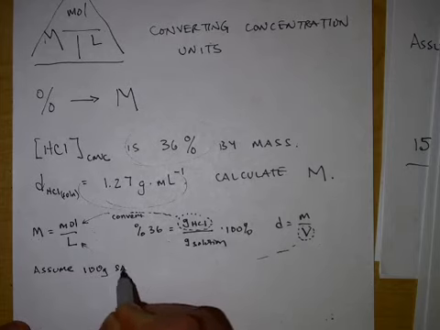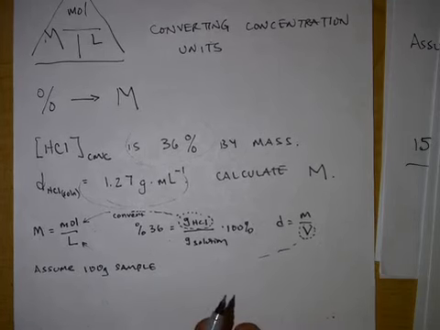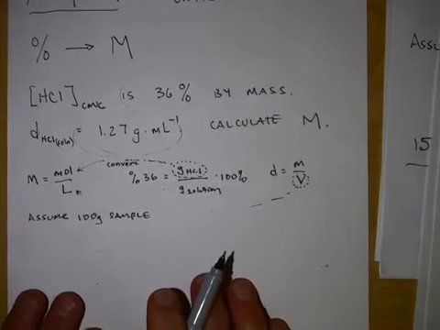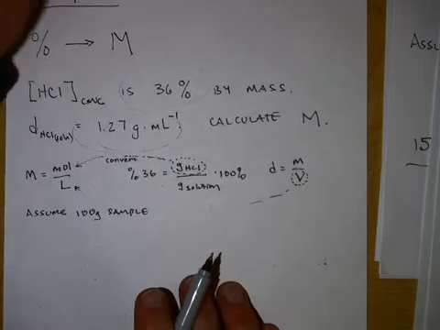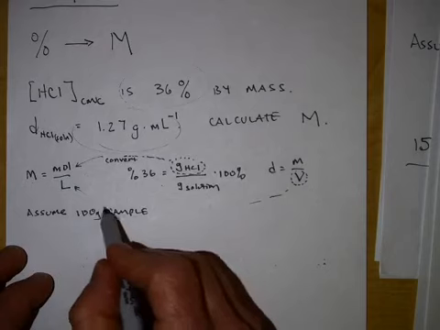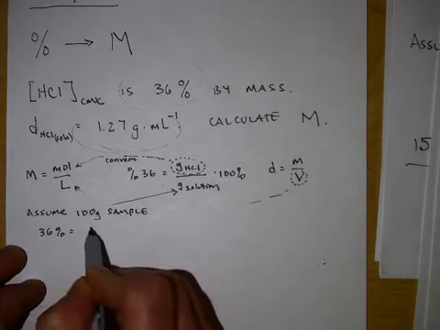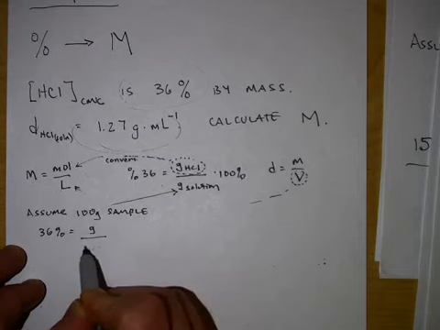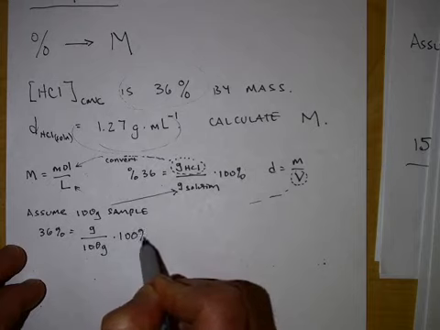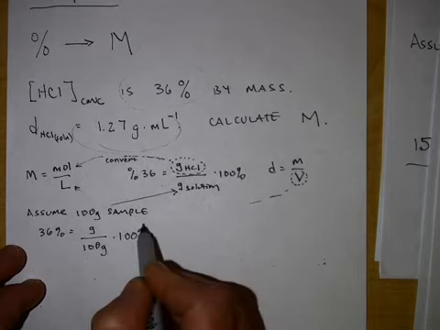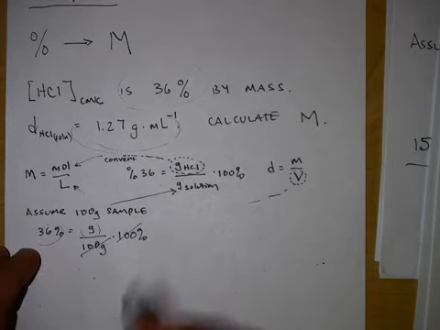I'm going to assume a 100-gram sample because that's a really nice round number and it makes things really easy. If I assume a 100-gram sample, then all of a sudden I can put that 100 grams in lots of places where I need it. I can put in a 100-gram sample as my total grams of solution, and now 36% is equal to my grams of HCl divided by 100 grams of solution times 100%. Now the math all of a sudden becomes really easy, because this 100 cancels with this 100, and how many grams do I have? 36 grams.